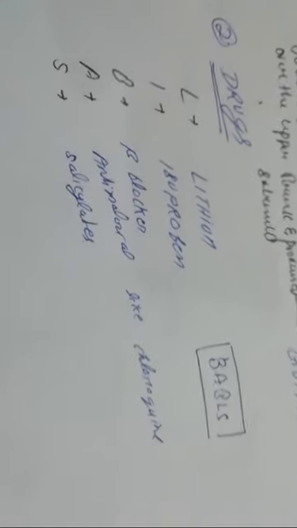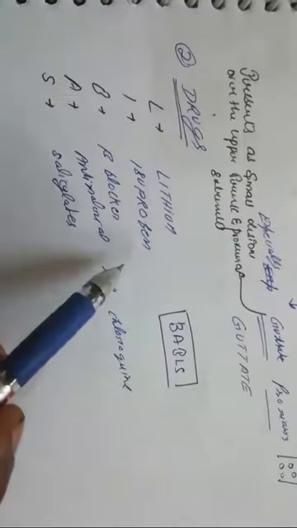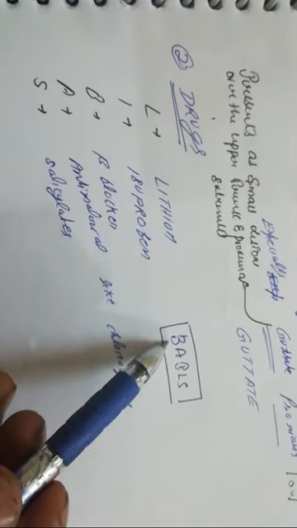So we have the mnemonic, and it's written as LIBAS, but my mnemonic is BAILS, BAILS. And what is B? B for beta blockers. So beta blockers can cause psoriasis. And what is A?